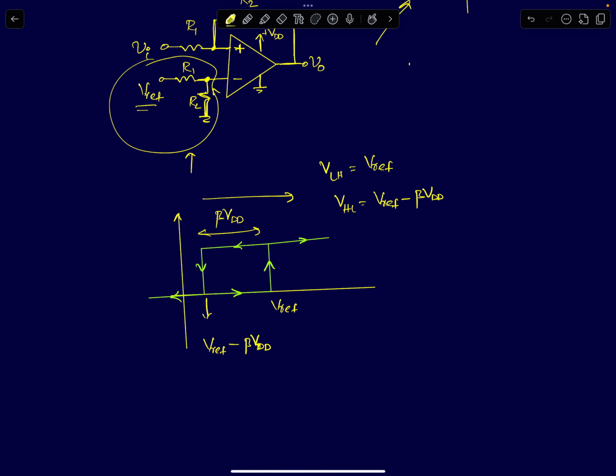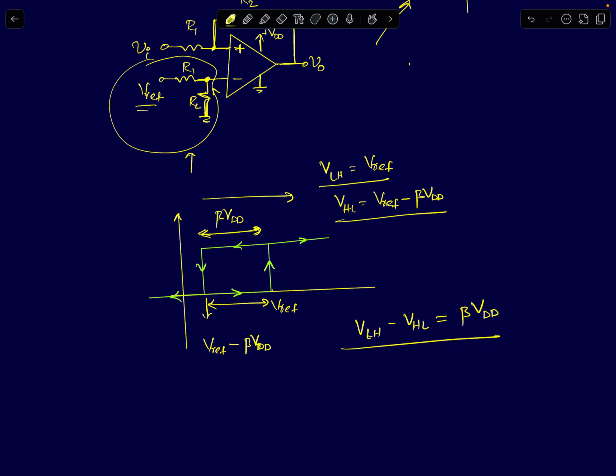This here is a non-inverting Schmitt trigger. The low to high threshold voltage will be VREF itself. Previously it was 0, so now it is VREF itself. The high to low will be VREF minus beta times VDD. So again, the gap between the high to low and low to high threshold voltages is beta times VDD. V low to high minus V high to low will be beta times VDD.